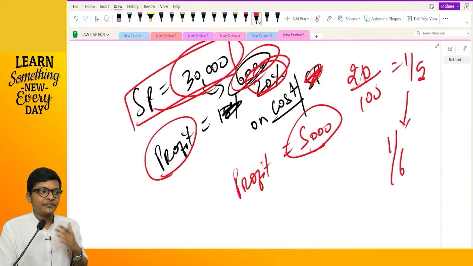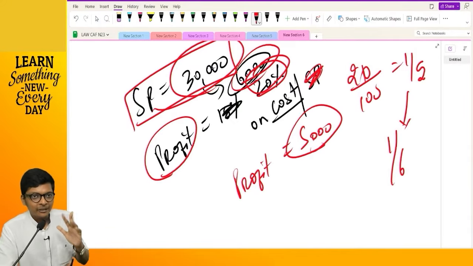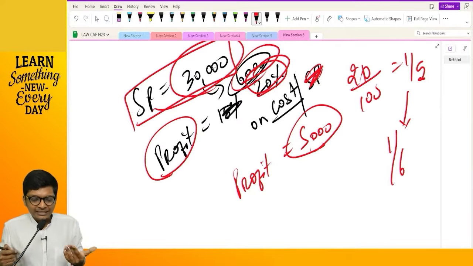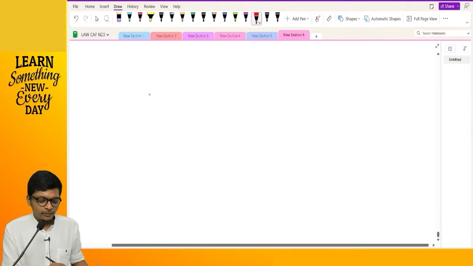See, for the exam it's enough. 1 by 5 on cost is 1 by 6 on selling price, 1 by 6 on cost is 1 by 7 on selling price. That's enough for the exam. But how it's derived is what we discussed now. Clear? Let me try one more thing.